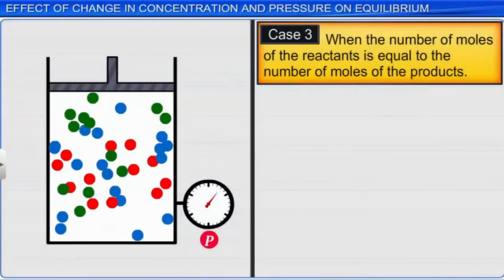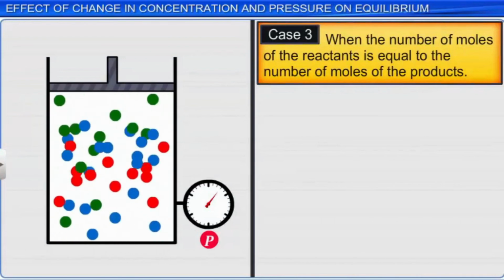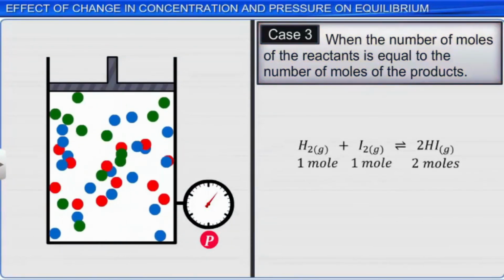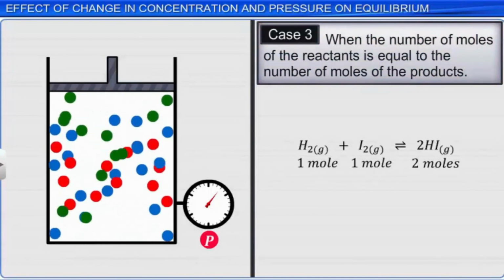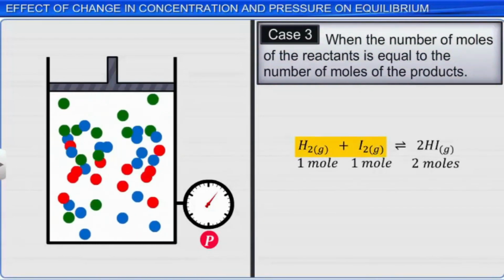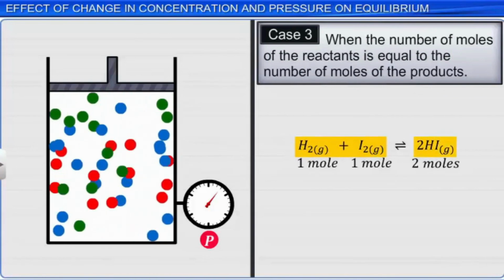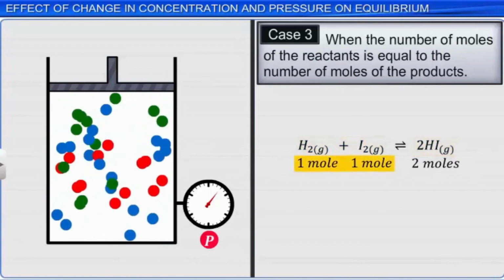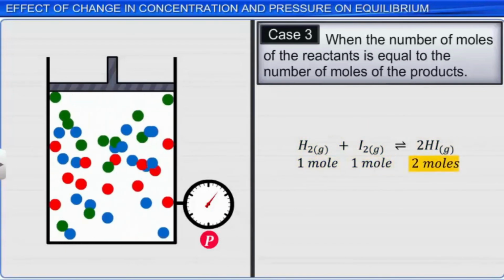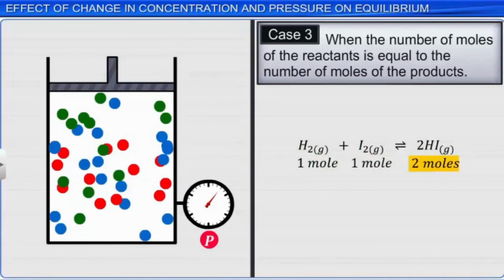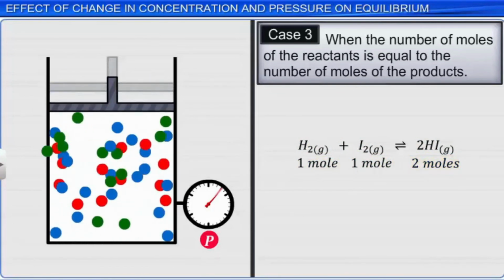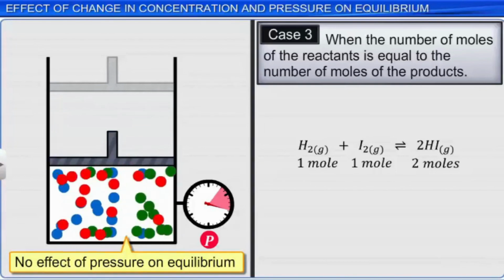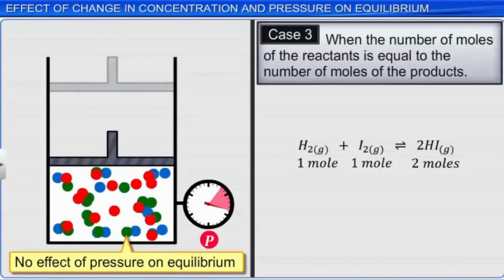Case 3. When the number of moles of the reactants is equal to the number of moles of the products. Consider the gaseous reaction H2 plus I2 in equilibrium with HI. You can see that in this reaction, the number of moles of the reactants and the products are the same, which is 2. As there is no change in the number of moles of the products or the reactants, pressure does not have any effect on the equilibrium.